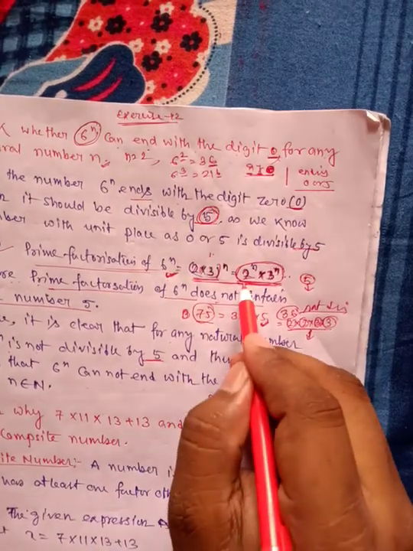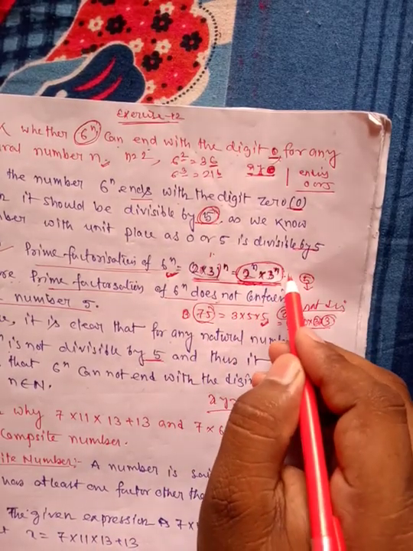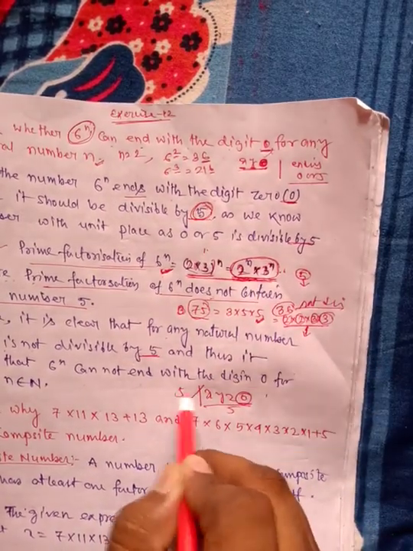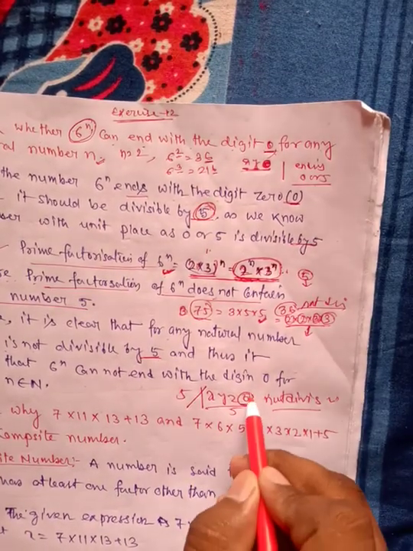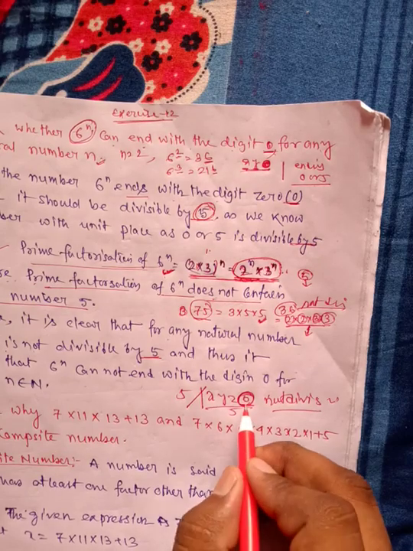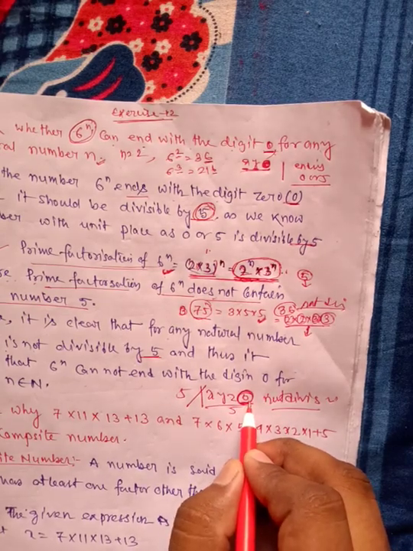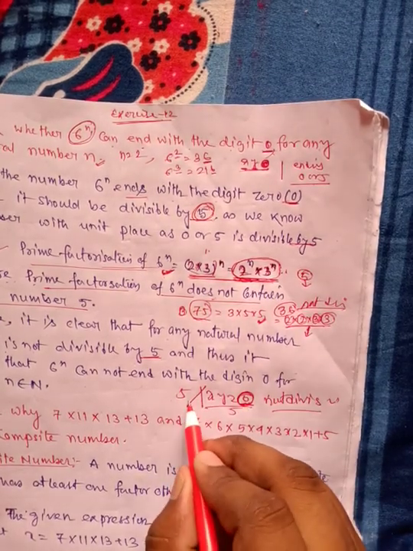But by the prime factorization we see that there is no 5. So this number is not divisible by 5. So it is not possible for the unit digit to be 0. Understood? If it is 0, then it is divisible by 5.